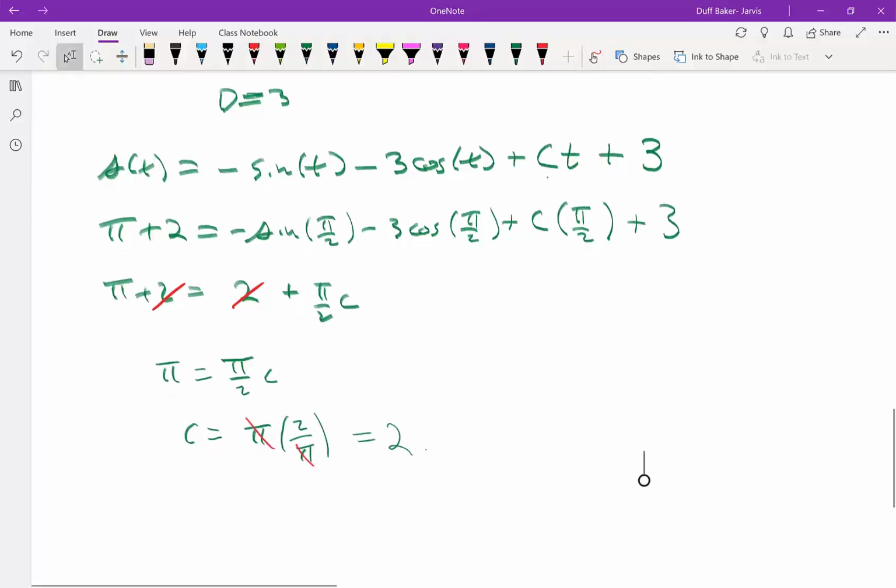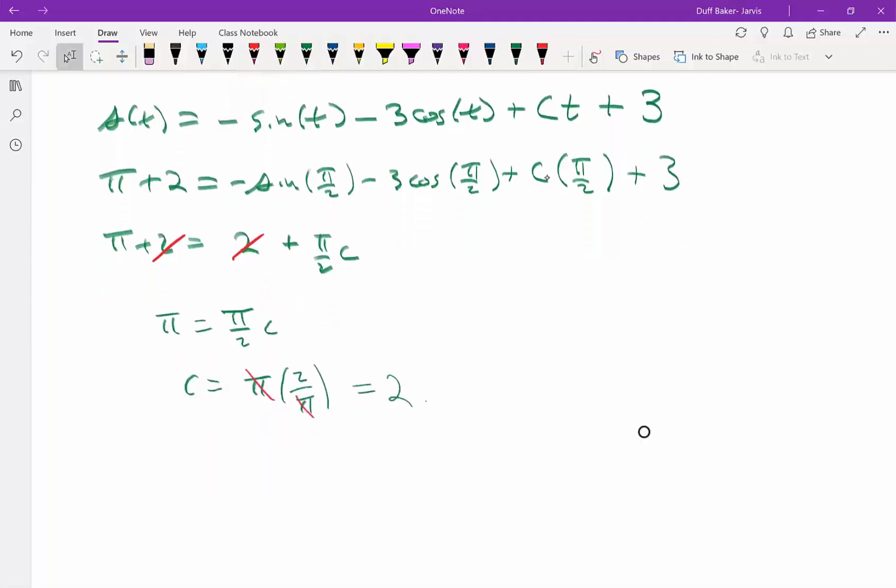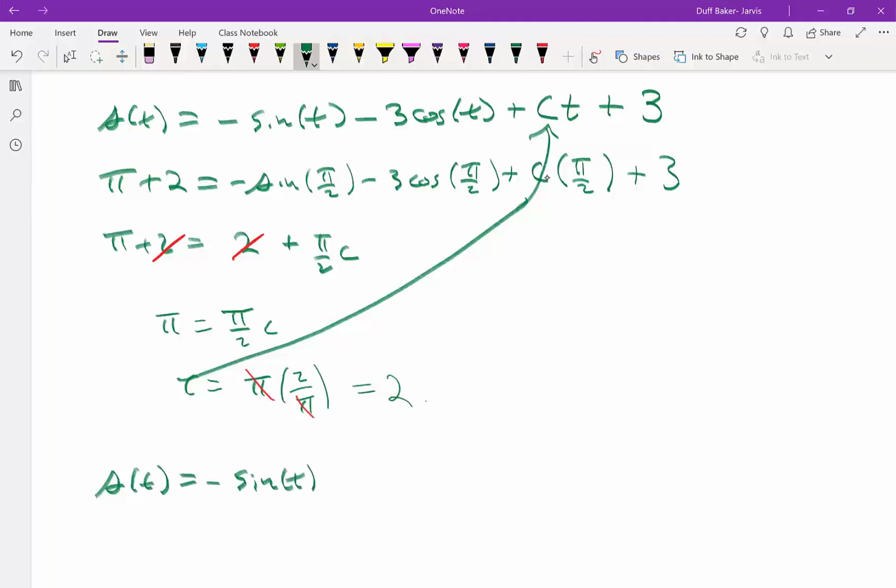Then I do one final updating of my information. We take that and throw it in up here. And that tells us our final s of t, plus 2t plus 3.